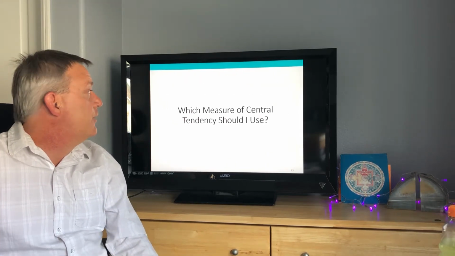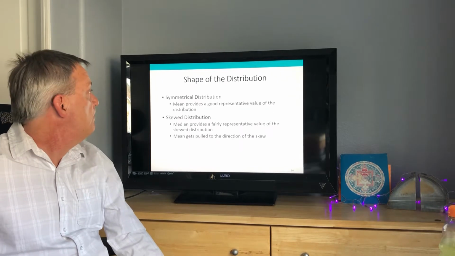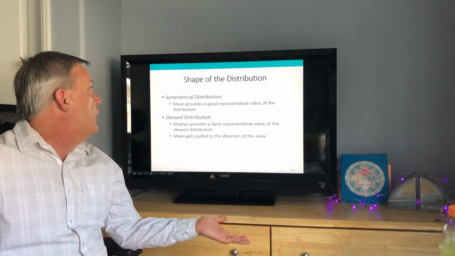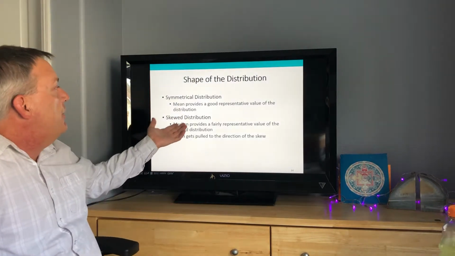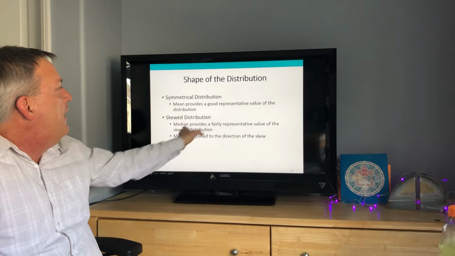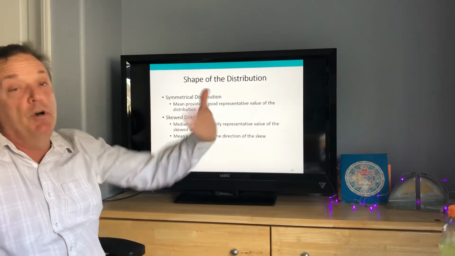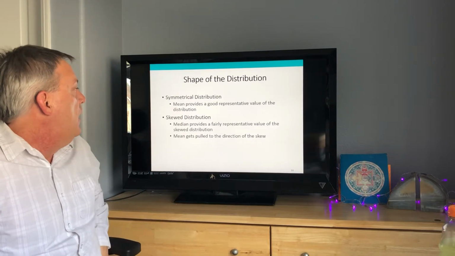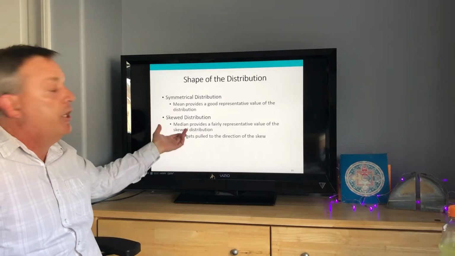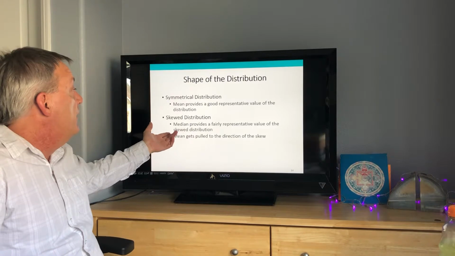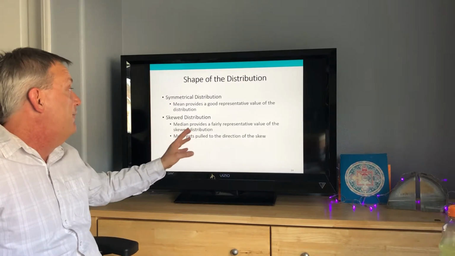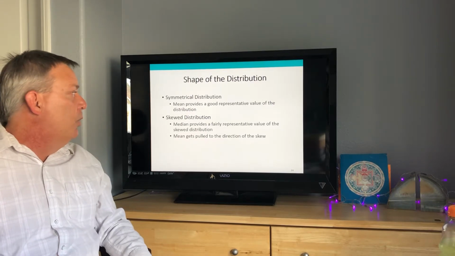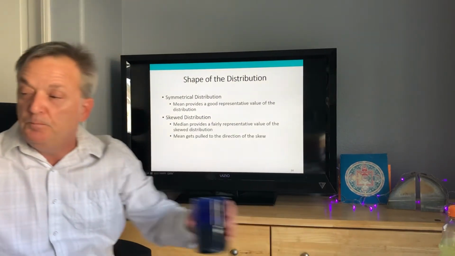So which measure of central tendency should you use? This again kind of goes over the flow chart, right? So if you have a symmetrical distribution, the mean provides a good representative value of the distribution. Of course, when we're talking about interval and ratio scales of measurement. With a skewed distribution in these interval ratio scales of measurement, the median is going to provide a fairly representative value of the skewed distribution, as the mean gets pulled in the direction of the skew.